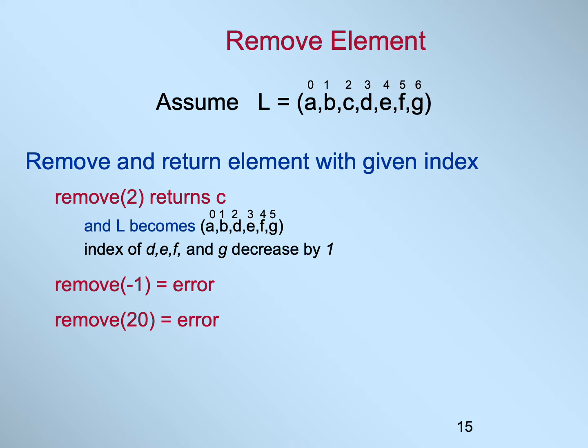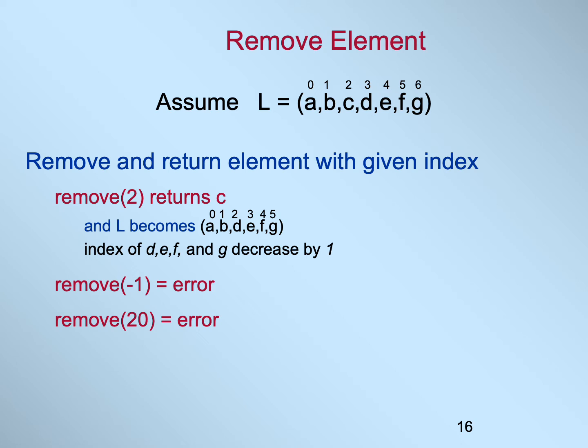The index of D, E, F, and G are decreased by 1. So that means that the index number for D is no longer 3, but it has become 2. Similar as before, we cannot have a negative index number. So if we try and do remove -1, it will give us an error. Or if we try to do remove 20, which is more than what we have, it will also give us an error.